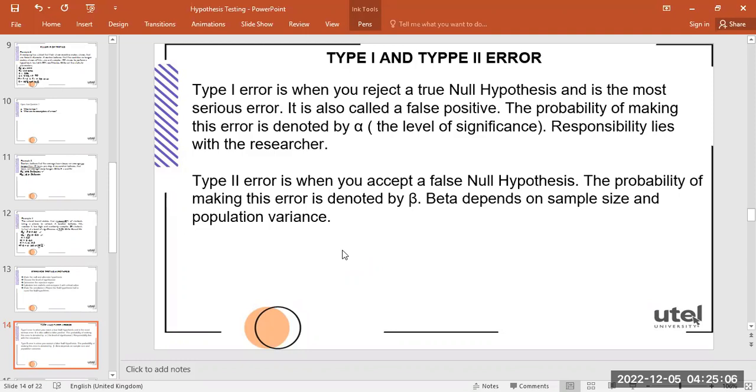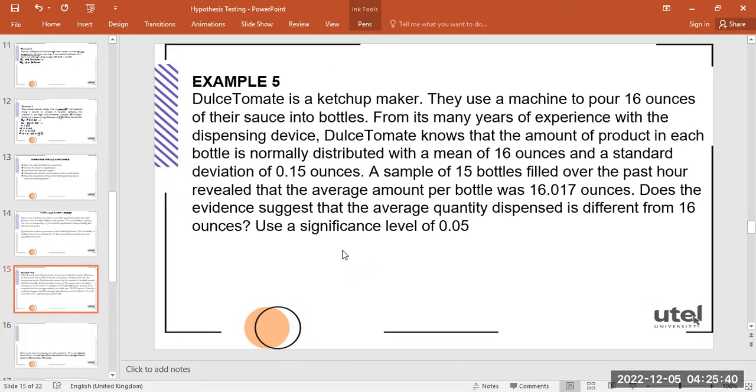So the researcher is responsible for ensuring that he tries as much as possible to reduce this type of error. Now, the type 2 error is when you accept a false null hypothesis. The probability of making this error is denoted by beta. And it is important to understand that beta depends on the sample size and the population variance. So these are the two major types of errors that can be encountered whenever we are testing hypotheses.